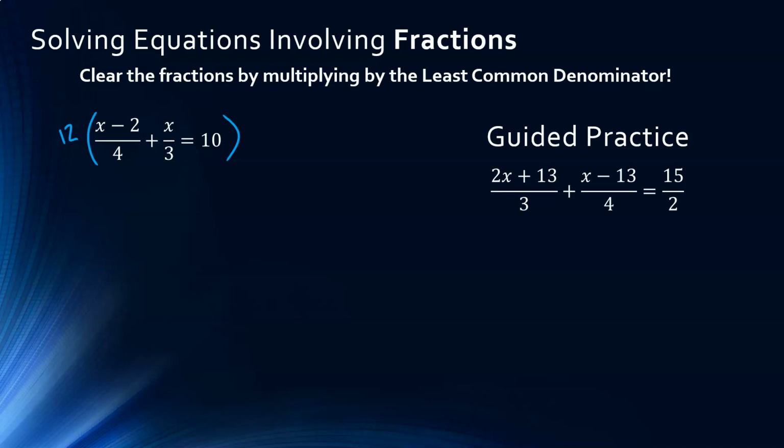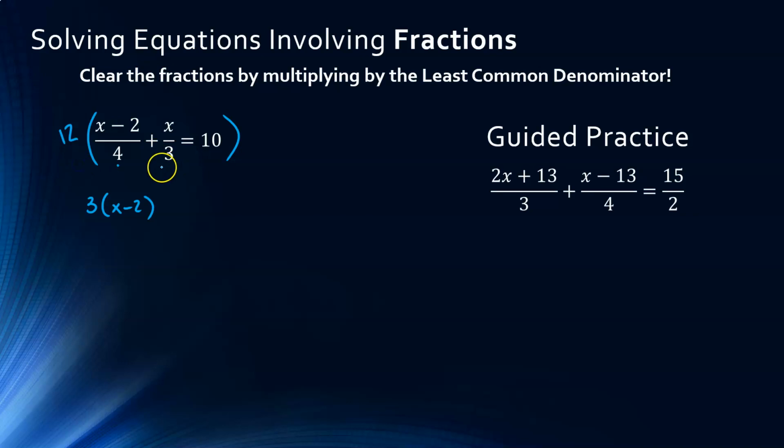Now how does that work? Each of these are terms. Like this is a term, this is a term, and that's a term. So as I work with each of those terms, I'm going to use 12 with each of them. So in the first term there, x minus 2 divided by 4, well, how many times does 4 go into 12? Well, it goes into 12 3 times. So we'll be left with 3 times the numerator, x minus 2.